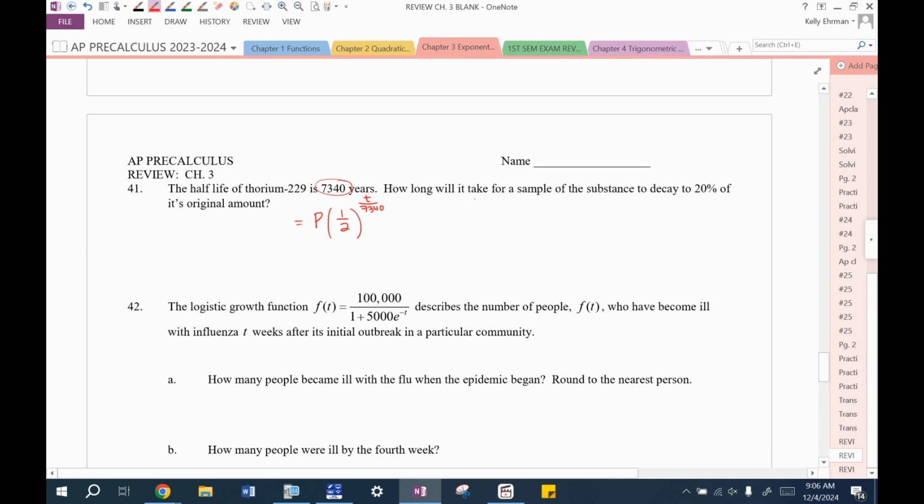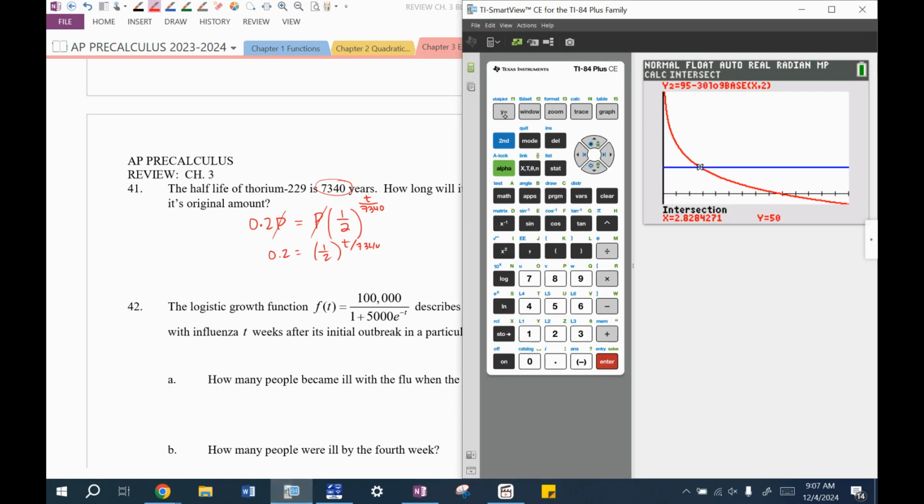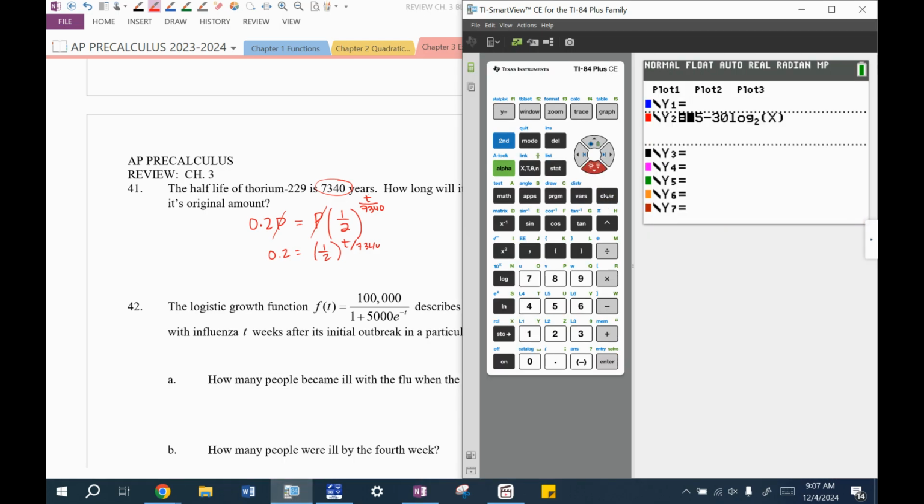What are we trying to get to? We're trying to figure out how long will it take the sample to decay to 20% of its original amount. So kind of like the doubling problem. Set this equal to 20% of what you started with. So the P does not really matter. It's really just 0.2 equals 1/2 to the t over 7,340 power. I can solve by graphing. Now remember, half-life problems, if you're going to solve by graphing, half-life usually takes quite a bit to get out there, right? So I don't think I need these parentheses, but I just like using them.